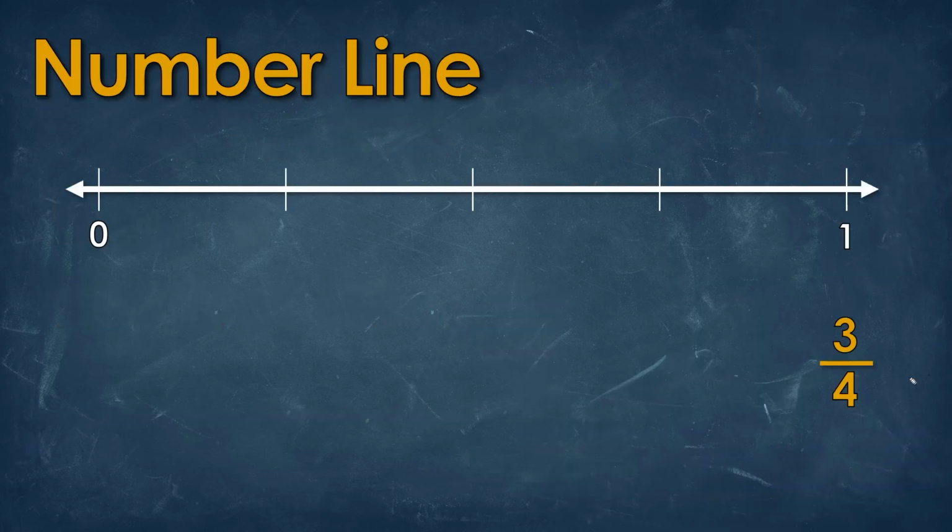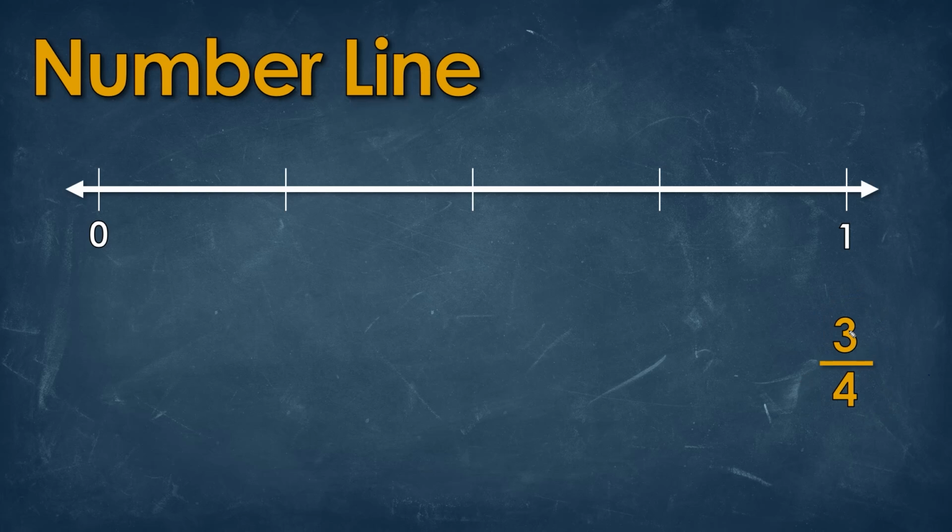A fraction is like splitting something into equal parts. So if we had something like this where we have 4 total parts and we want to see where 3 of those parts are located, we can use a number line to help us see where that is located. So let's try this out.